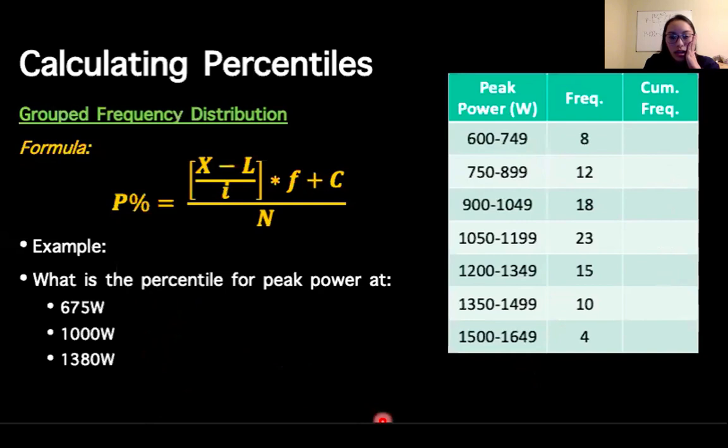I need to shift here. So before we go on to central tendency, does anybody have any questions on percentiles overall? We're doing okay. Yeah, I'm going to take that as we're good.